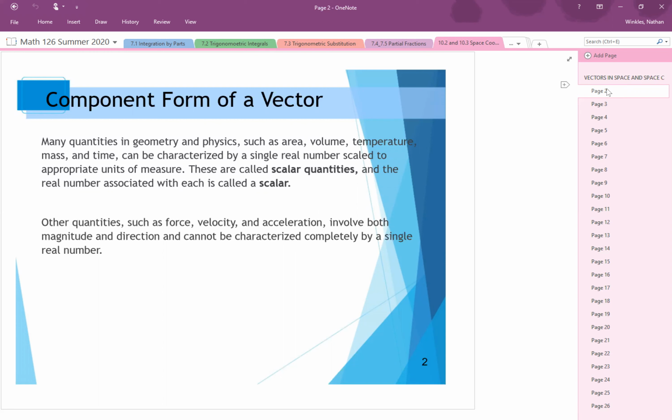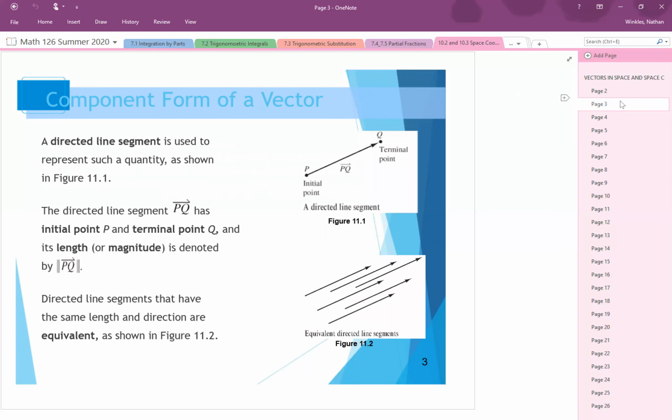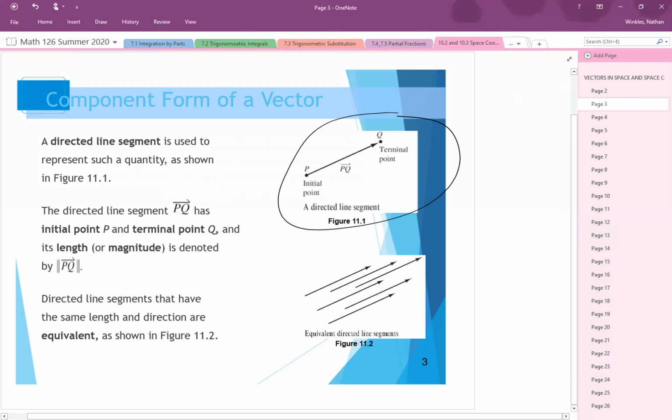We talk about what we can do with them because they have direction and magnitude, to determine if two vectors are equal. So a directed line segment is used to represent such a quantity as shown. So we have an initial point P and a terminal point Q. So we know that we are going from P to Q because of the arrow. The arrow tells us what direction we're going.